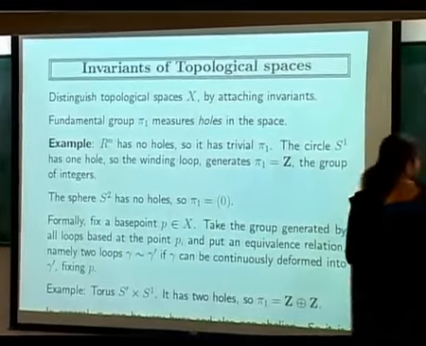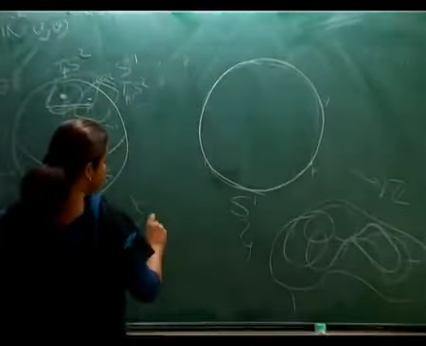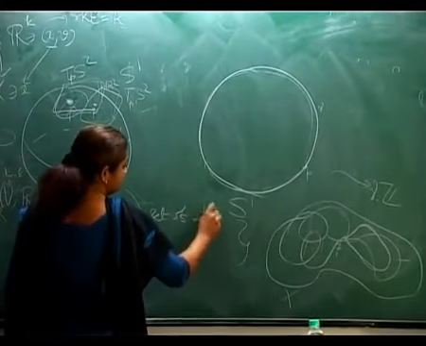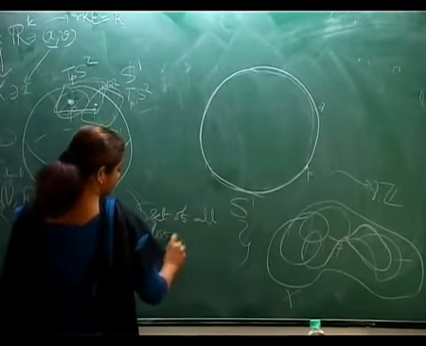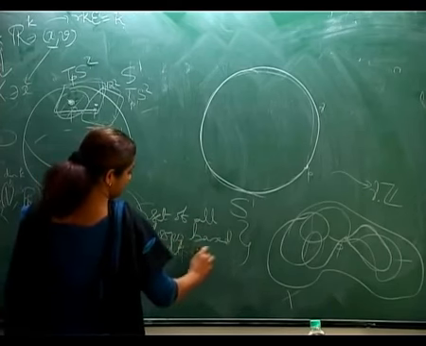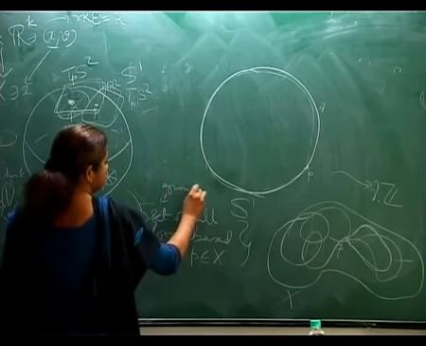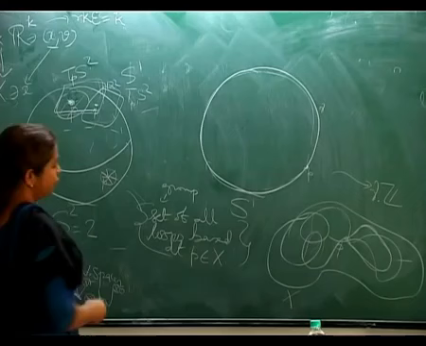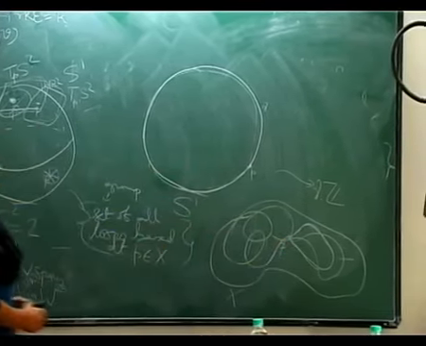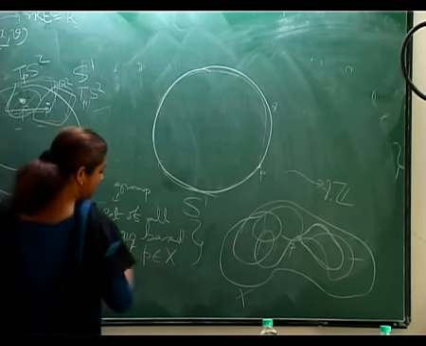So you put an equivalence relation. What we have just said is that you take the set of all loops based at some point. This is a group, where the group operation is just following the paths in whatever direction you want. But this is a bad group.